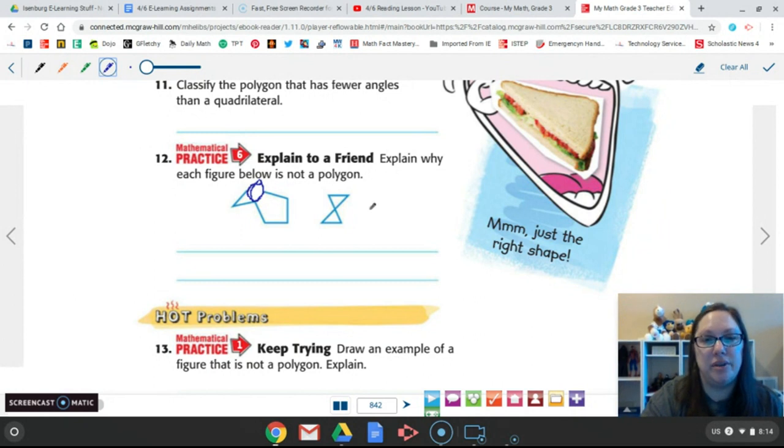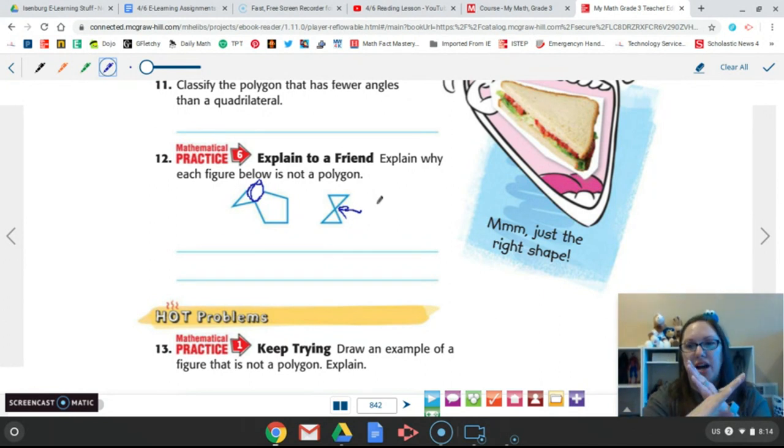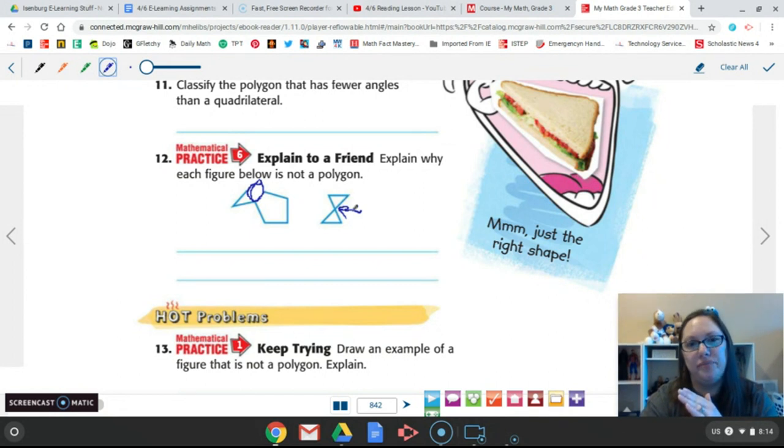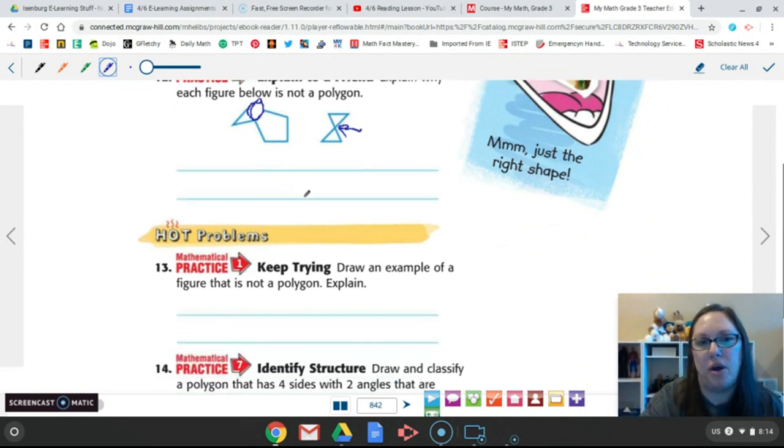The second example is not a polygon because of this right here. The sides crisscross each other, so now it's no longer a polygon. You could say that it's 2 polygons, a triangle on top and a triangle on bottom, but the entire figure itself is not a polygon.